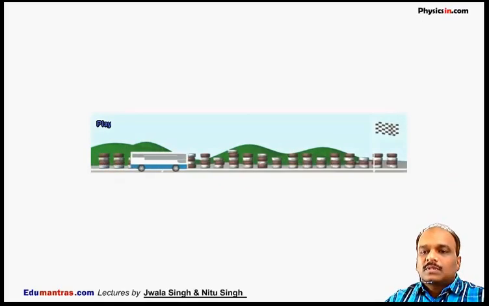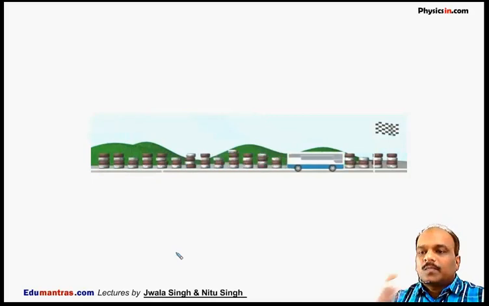Watch the motion of this bus. As the bus is moving, its speed is continuously increasing. This is an example of uniformly accelerated motion. Watch it again. The speed is continuously increasing.